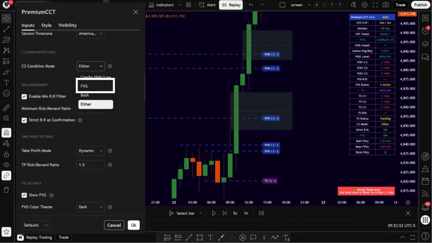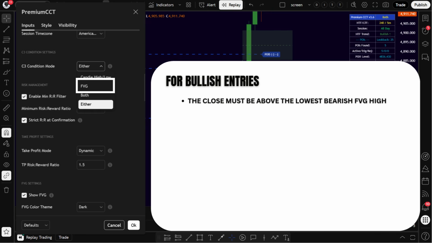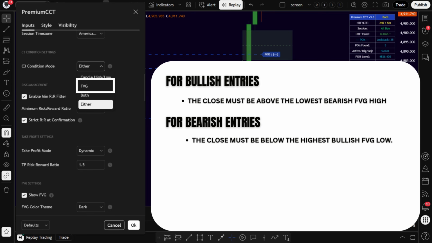The second mode is FVG mode, which uses fair value gap levels as the trigger. For bullish entries, the close must be above the lowest bearish FVG high. For bearish entries, the close must be below the highest bullish FVG low. This gives you more aggressive entries based on gap fills.